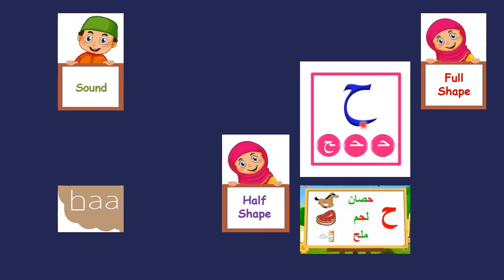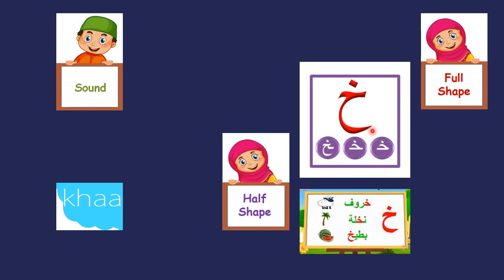Letter Ha. This is the letter Ha without any dot on it or in it. These are its half shapes. When it comes in the words, its starting shape is like this. This is the middle shape, and this is the ending shape. And its sound is Ha.